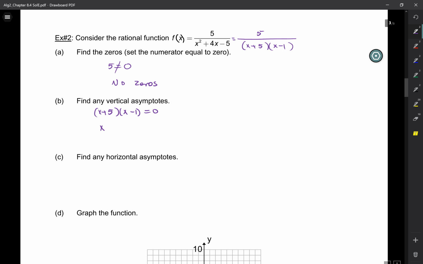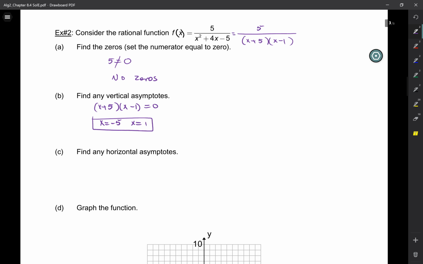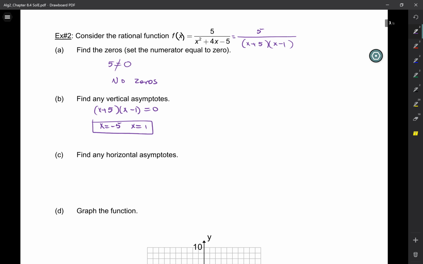Okay? So x equals -5, x equals 1. Those are your two vertical asymptotes. Okay, horizontal asymptotes. What's the degree in the numerator? Not 1. 0. Because it's like x to the power of 0. Okay, what's anything to the power of 0? 1. Okay, and what's the degree here?